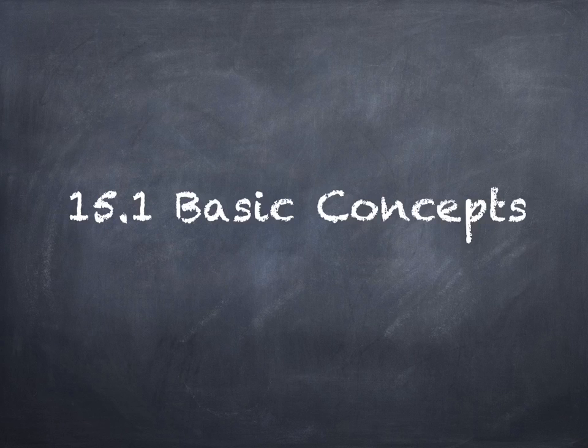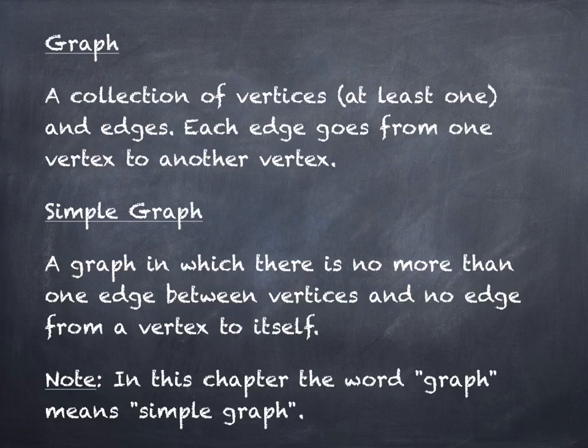So it isn't so much that it's difficult conceptually, but there's a lot of things that you've never seen before with the vocabulary here, okay? So what we're going to start with then is what it means for something to be a graph, okay? So a graph is a collection of vertices. Collection means that there's at least one of them. And edges. And an edge is something that goes from one vertex to another vertex.